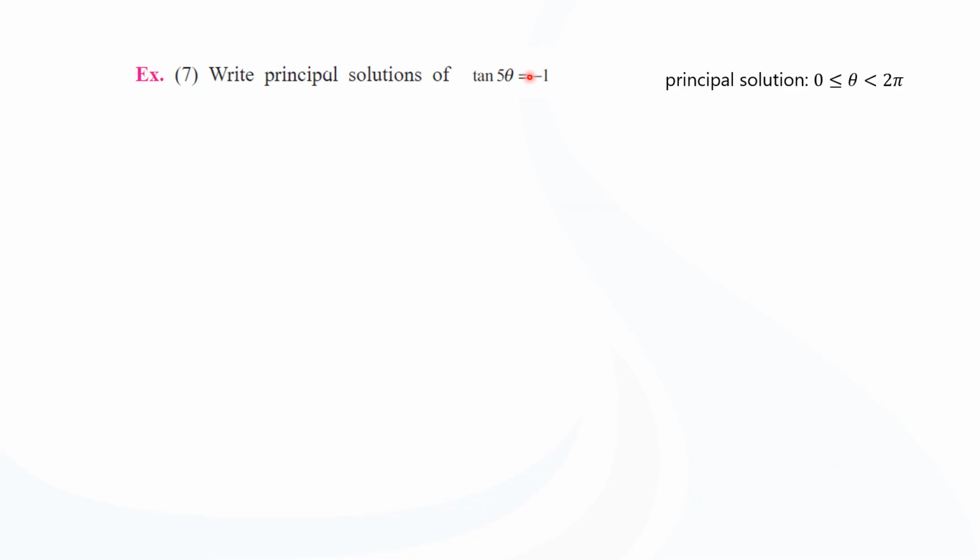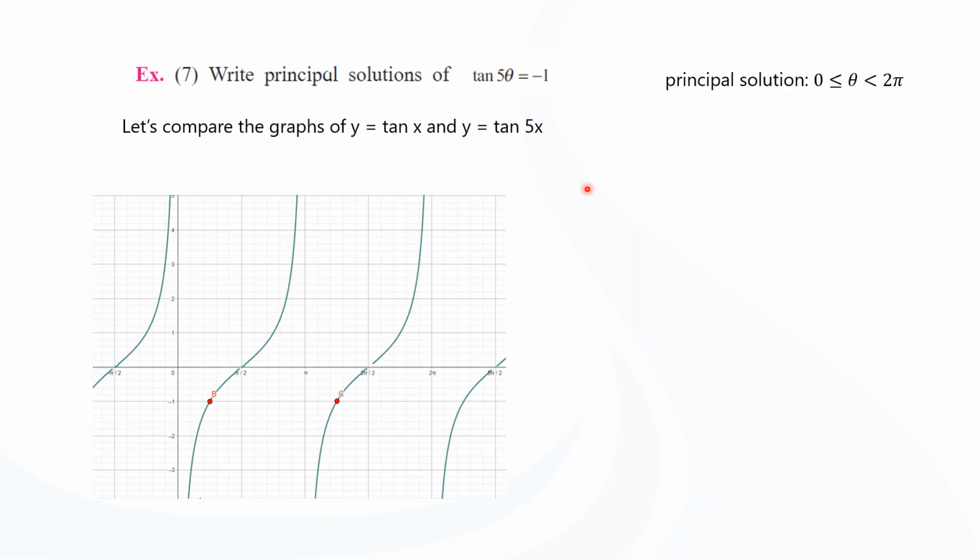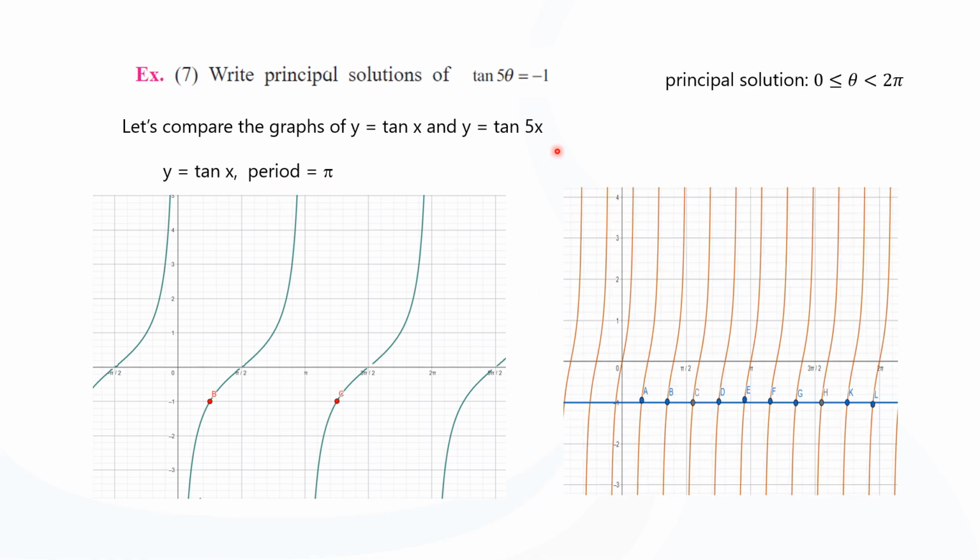Write the principal solution of tan 5 theta is equal to minus 1. Remember, the principal solution lies between 0 to 2 pi. Let's consider the graphs. We'll compare the graphs of tan x and tan 5x. This is the graph of y is equal to tan x, where the period is pi. The period is pi for tan x. And this is the graph for tan 5x. What will be the period of this? Remember, that will be pi by 5.